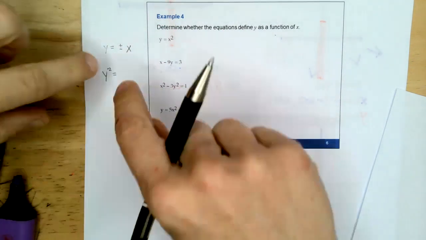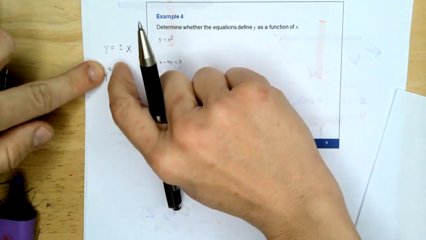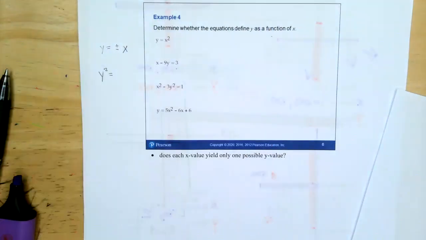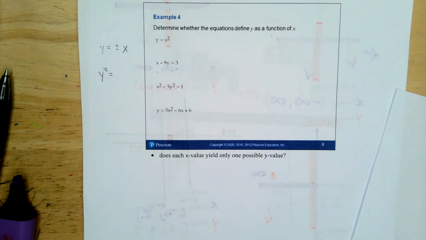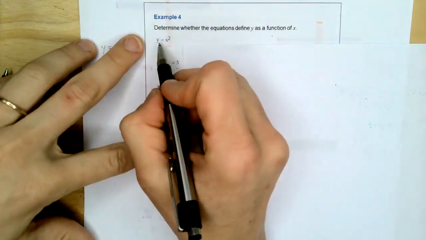So those are like your red flags. If you see a plus or a minus, or you see a y squared. X squared is okay, but y squared is not okay. We're going to solve for y, and then make sure that there are no values of x for which two values of y will result, right? So this one's already solved for y.